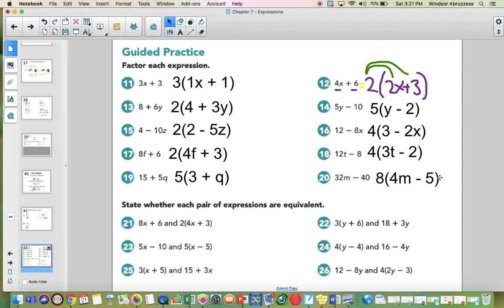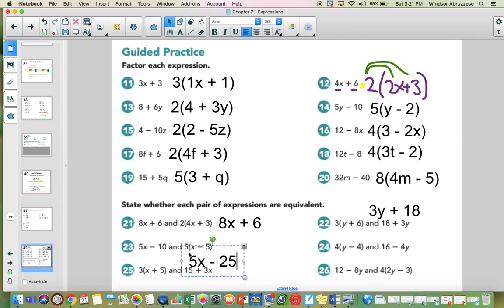The last 6, you had to state whether the expressions are equivalent. So you're going to want to multiply all of these using the distributive property. So here, if I were to multiply this little expression out, I would get 8x plus 6. Are they equivalent? Yes, they are. Number 22, if I multiply this out, you get 3y plus 18. Are those equivalent? Well, order doesn't matter in addition, so yes, this is equivalent. Number 23, if I multiply this with the distributive property, I get 5x minus 25. Are these equivalent? No, it is not equivalent to 5x minus 10.